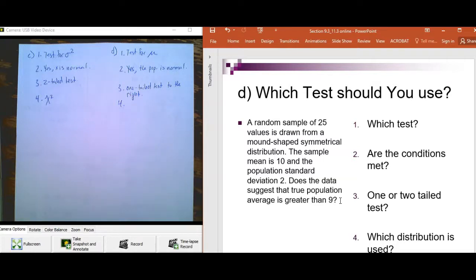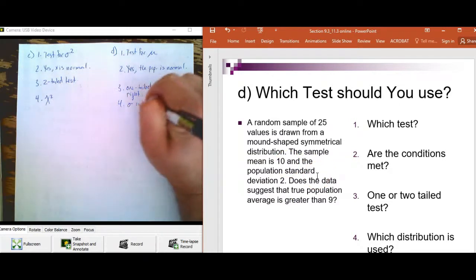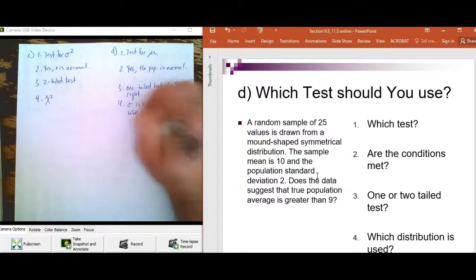Lastly, which distribution should we use? Well, it's either z or t. It depends on whether we know sigma. Do we know sigma? The sample mean is 10, and the population standard deviation is 2. That tells us sigma right there. Population standard deviation is sigma. So sigma is known, so we use Z.